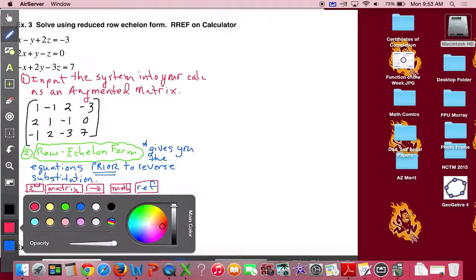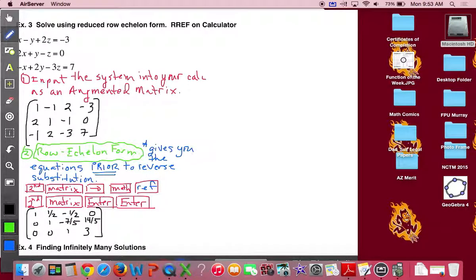And so what this has given you is your equations. So from here, remember, this is row echelon because I've got 1s in a diagonal, and then below that diagonal are all zeros. And that's what you were striving for by hand. Only the calculator did it for you.